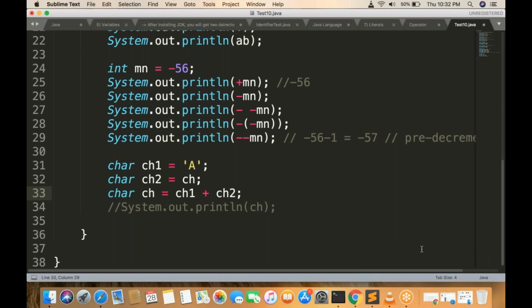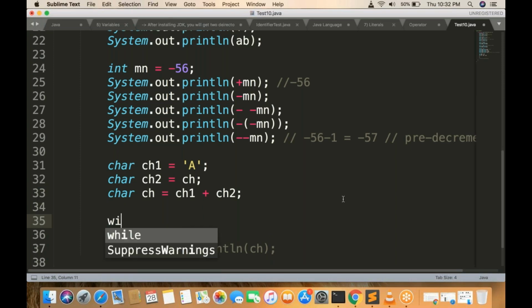Wider. Do you know high and low? If you're not understanding wider, first of all, this is the spelling of wider. Do you know in a cricket match we use a wide ball? This word comes from there only. So wider means big, or you can say higher.